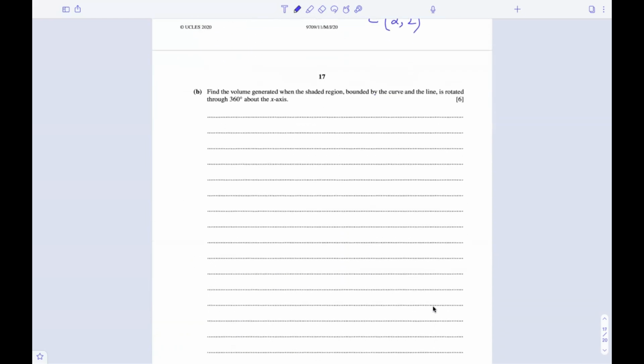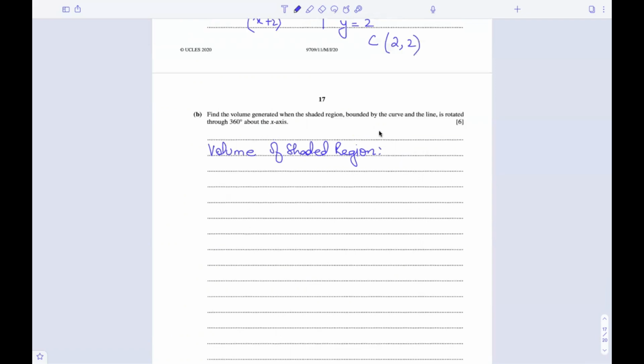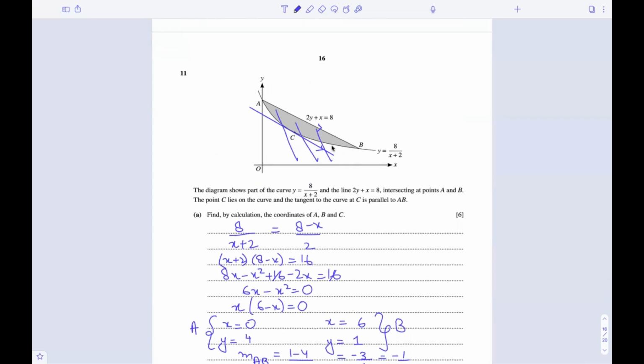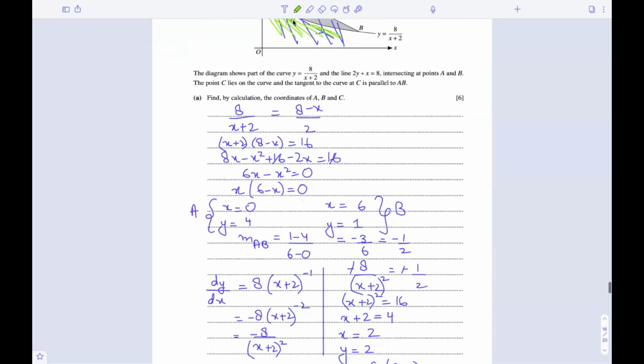In part B, we have to find the volume generated when the shaded region bounded by the curve is rotated through the x-axis. Now for the volume of the shaded region, we will find the volume under the line and subtract it from the volume under the curve, and this will give us the shaded region. Because the volume under the line would be this whole area, and the volume under the curve would be this part. So subtracting these two volumes, you will get the volume of the shaded region.